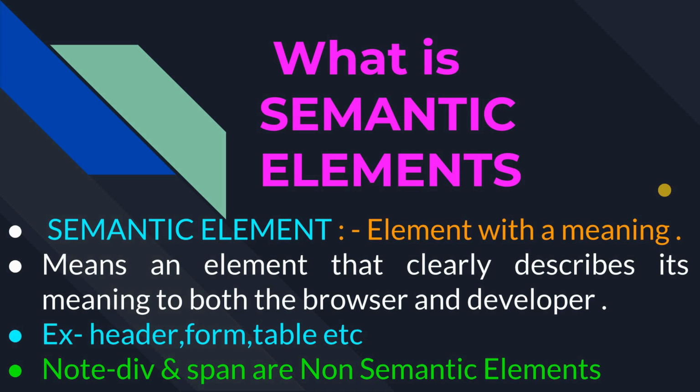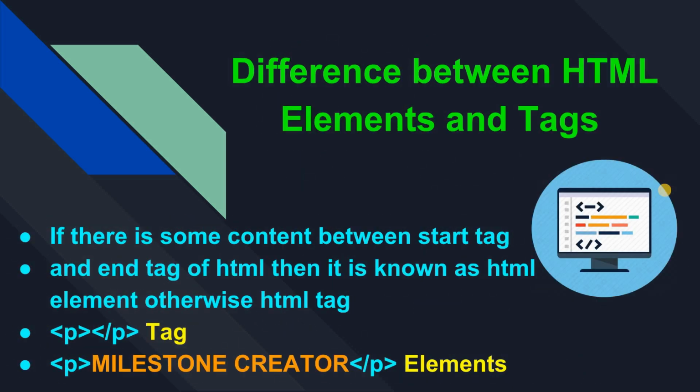On the other hand, div and span are called non-semantic elements because these do not define a proper meaning to both the user and the browser. Okay, that's why any element which has a proper meaning is known as semantic element.